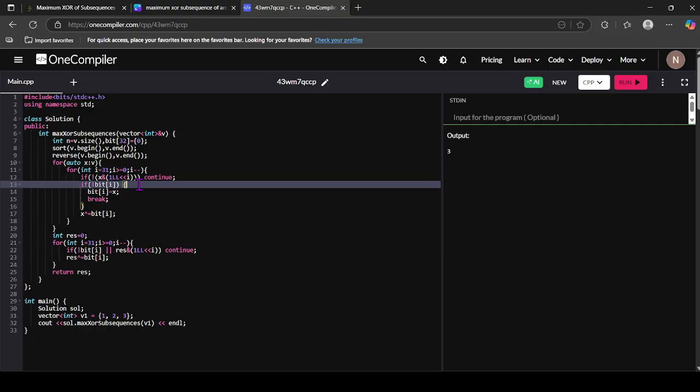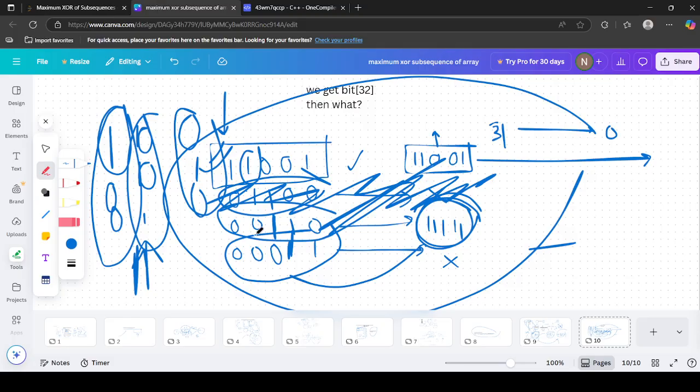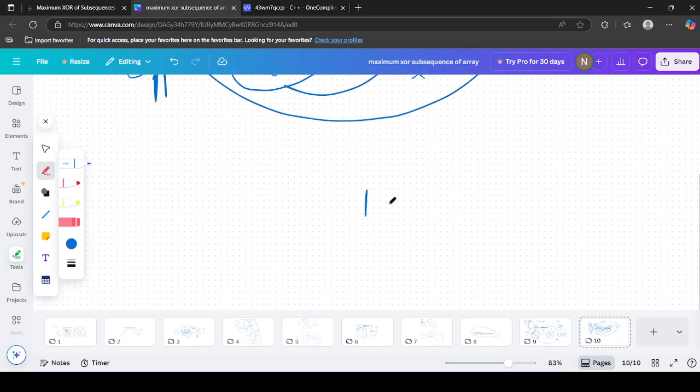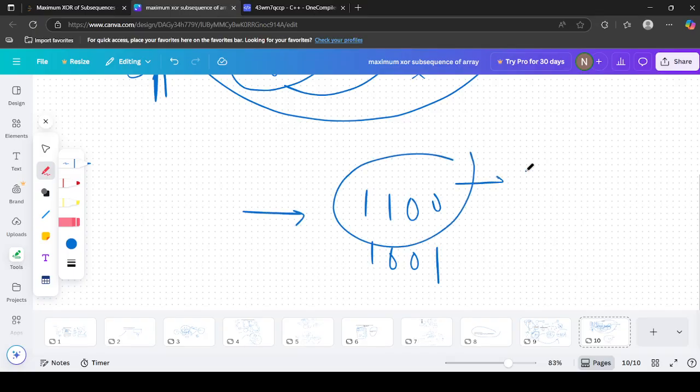It means that the bit is set. If that bit is set, what will we do? We should find whether this is already set by a previous number or not. Let's say we have 1 1 0 0 and 1 0 0 1, so we have these two numbers. Initially, coming to this number, because we start from the highest number, we made bit of 3 as 12, and we broke the loop.